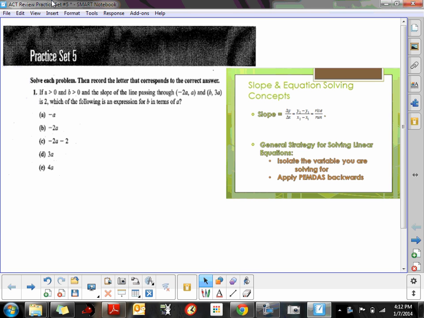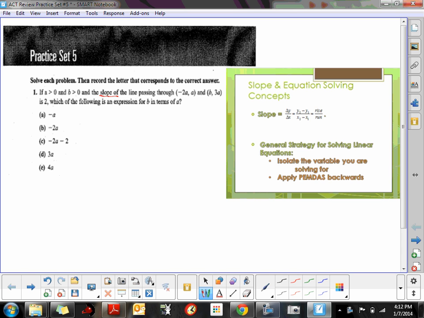In practice set 5, the first problem reads: if a is greater than 0 and b is greater than 0, and the slope of the line passing through the points (negative 2a, b) and (3a, a) is 2, which of the following is an expression for b in terms of a? So there are really two main ideas here.